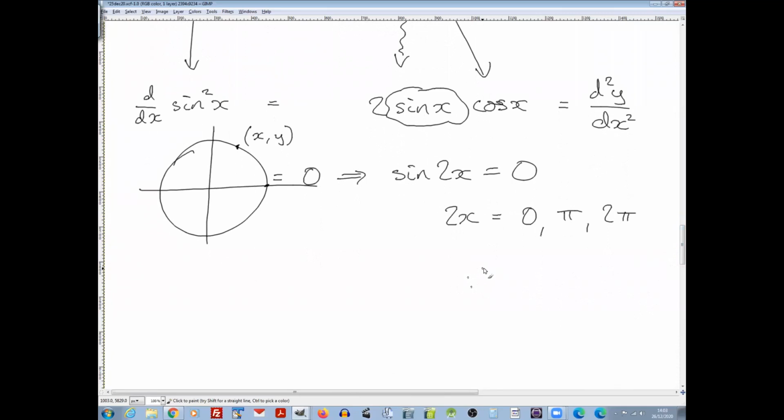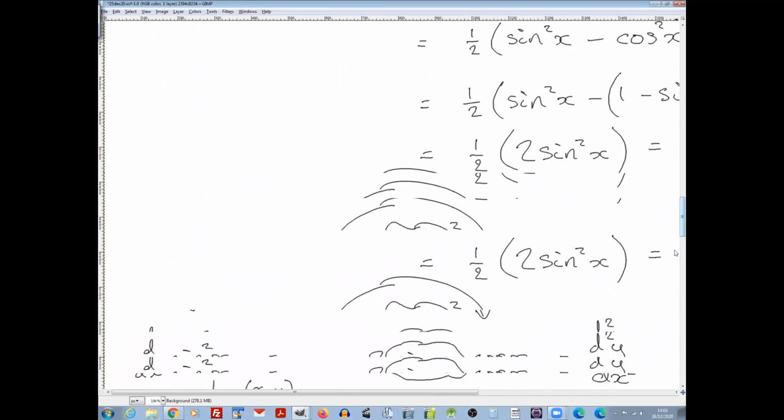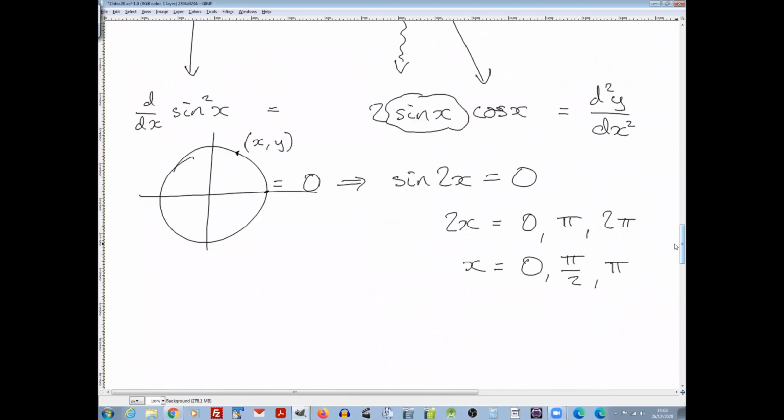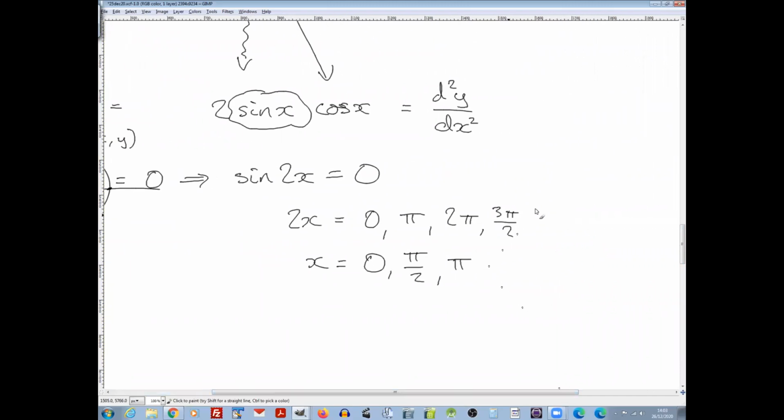Because we don't have to deal with the restriction yet. So x is going to equal pi over 2, or pi. It was important that we included 2 pi even though... Wouldn't we do a few more then? Good point. 3 pi over 2. Well done. I nearly missed that. And then 4 pi.